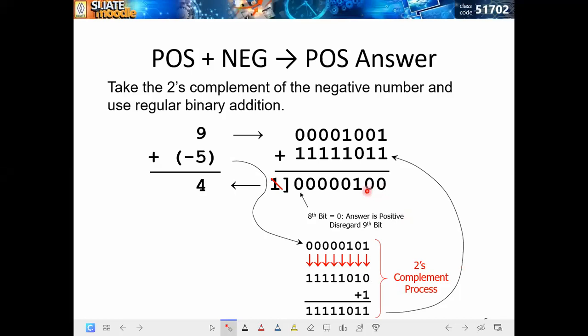Okay, then you will get this kind of a result, and it says 8-bit equals 0. Answer is positive. Disregard the 9th bit, right? When you add two numbers, one positive and one negative, if you get 0 for the 8-bit, that means the answer is positive. If you get 1 for the 8-bit, the 8-bit means the leftmost bit, or high order bit, we can call it, or the most significant bit.